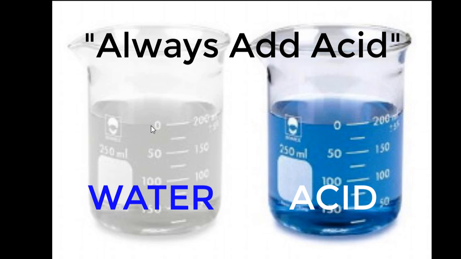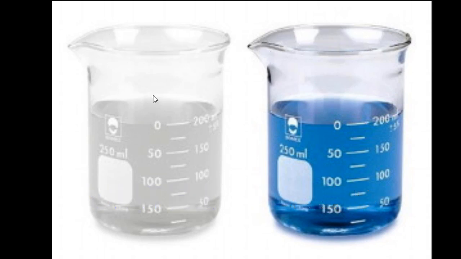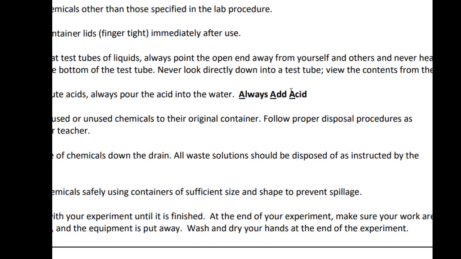Reason number two is I can control how fast I pour this. So I can go really slow if I want. What I can't do is control what the water's doing once I start pouring. So I want to be able to control how fast I'm adding the acid. So I want that in my hand, and I want to prevent any acid splashing back at me. Okay? So for those two reasons, always add acid.